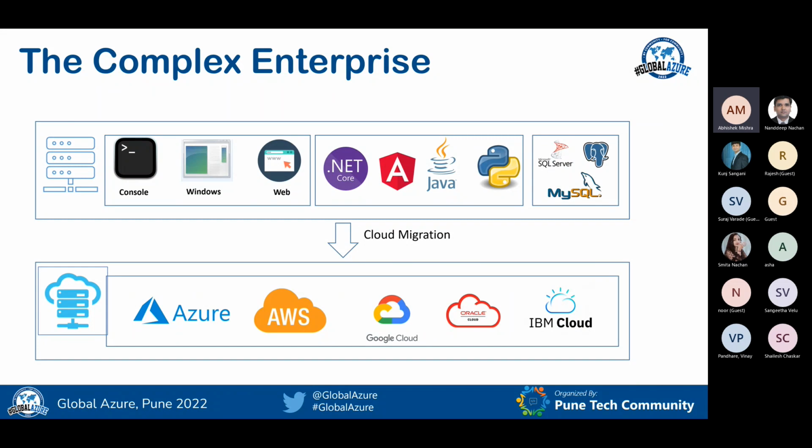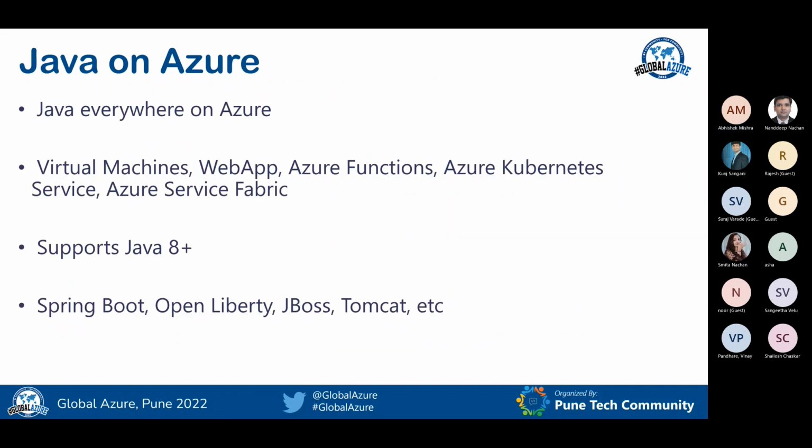So let's talk about Java. When I talk on Java on Azure, I always say that Java is everywhere on Azure. Whether you go for a virtual machine or a web app or an Azure function, Azure Kubernetes Service, Azure Service Fabric, anything, you'll find Java. And also Spring Cloud. If you have at any point of time heard of Java-based frameworks, you must have heard about Spring Cloud. It's for the Spring developers.